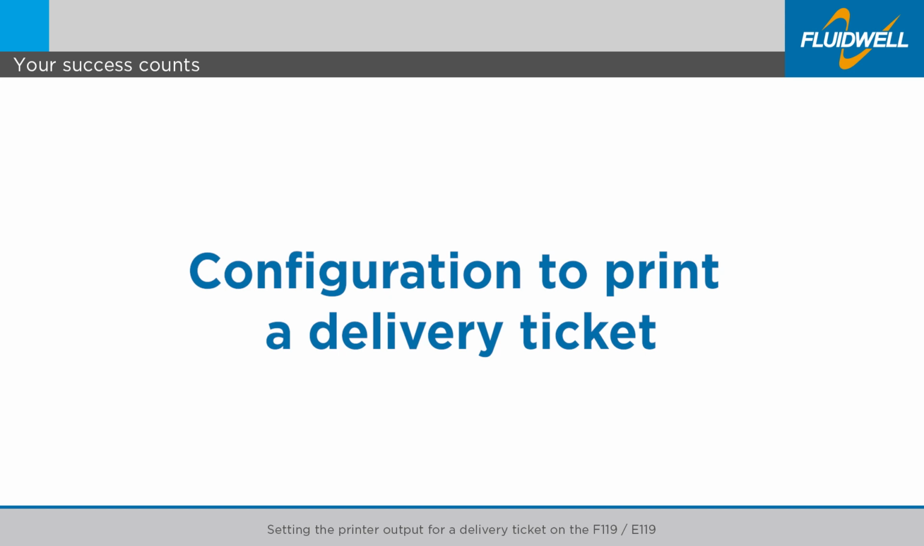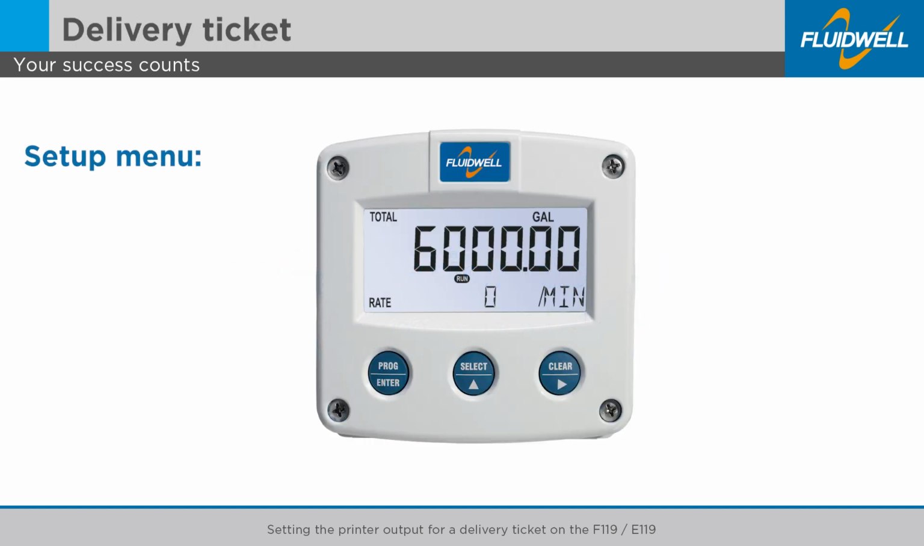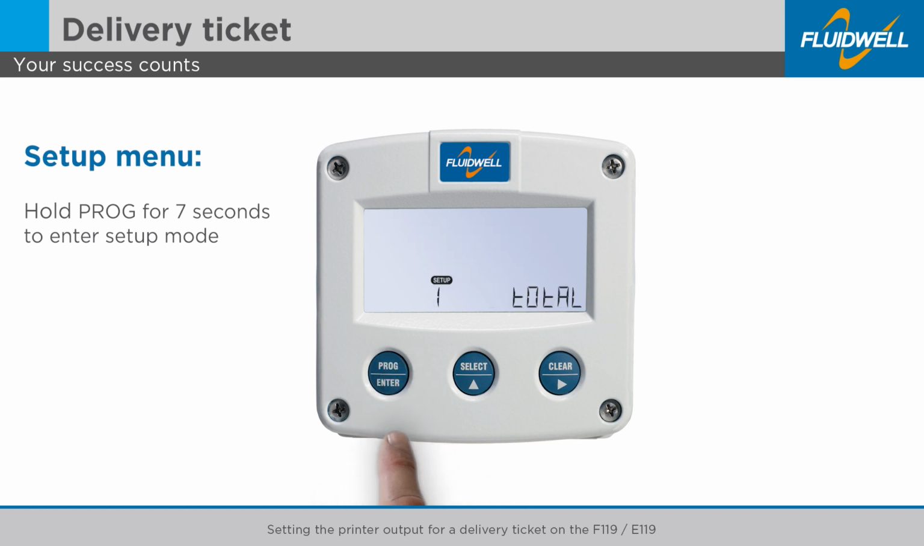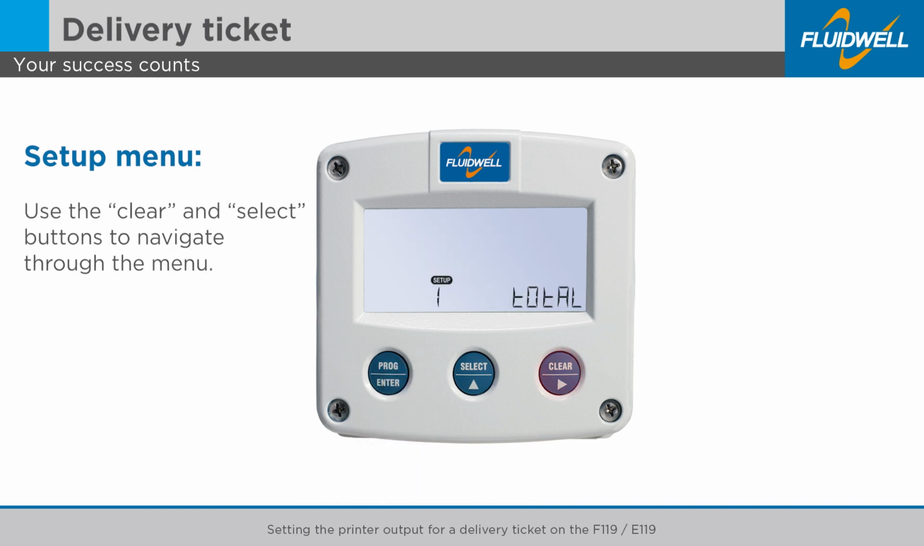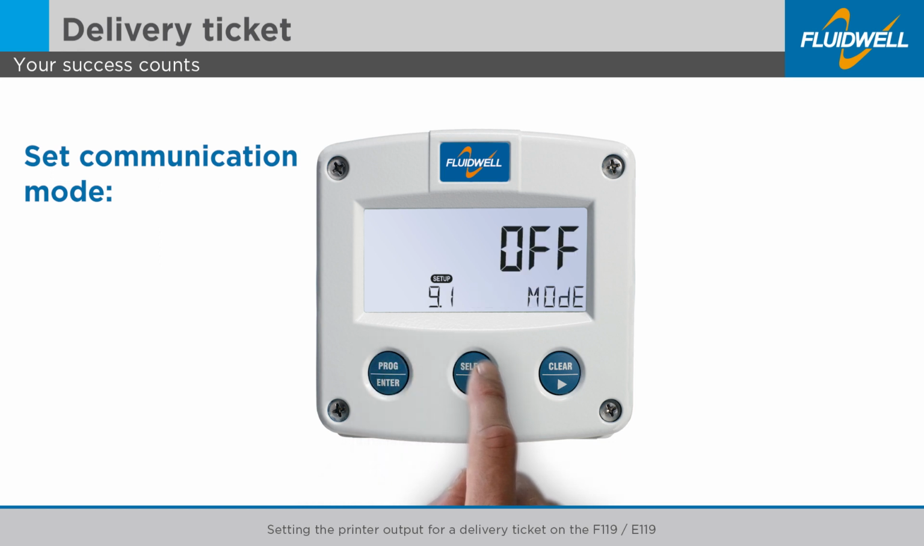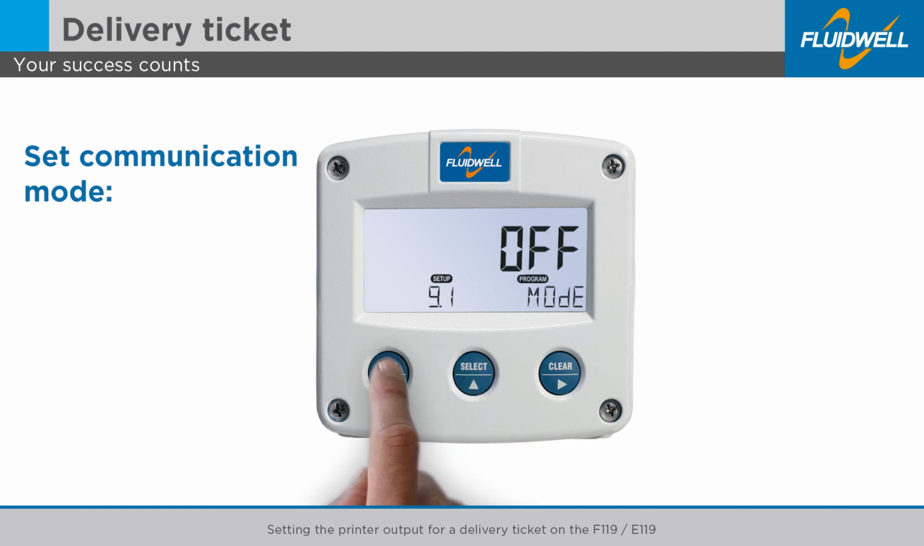Configuration to print a delivery ticket. Hold the Program button for 7 seconds. Menu 1 Total appears. Use the Clear and Select buttons to navigate to Menu 9.1 Mode. Press Prog to change this setting.